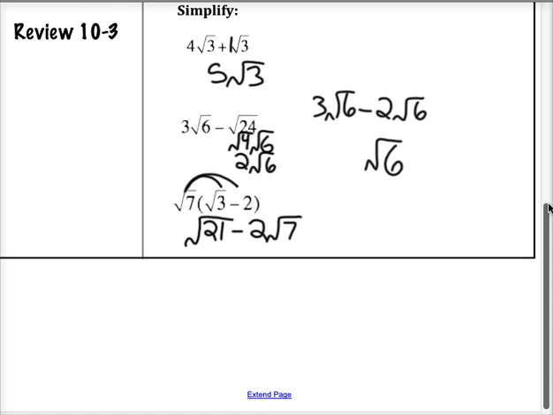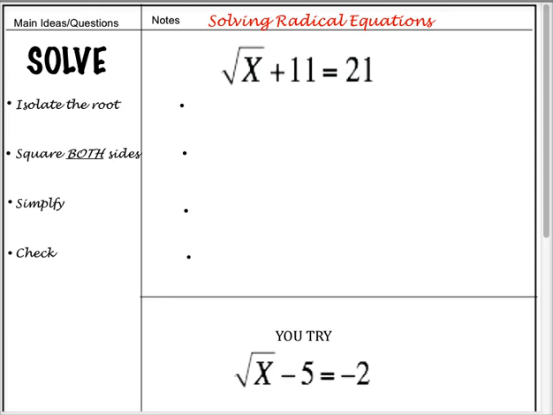So, let's dive into our new stuff. We're going to be talking about solving radical equations now. So now we're not going to be just simplifying and reducing anymore. They're actually going to be in the form of an equation, and we are going to have to solve it. Now, you can see on the side, I have step-by-step instructions of what you're going to have to be able to do in order to solve these.